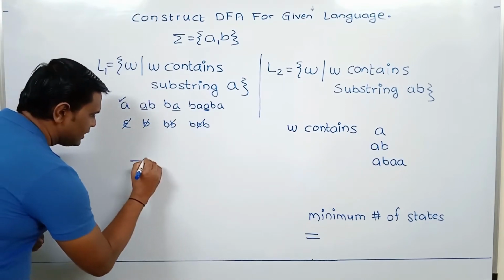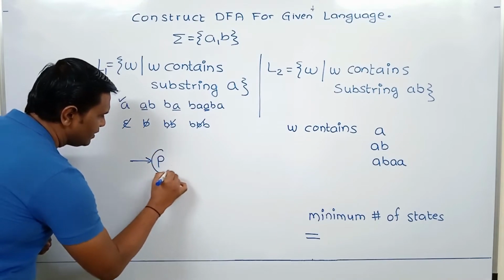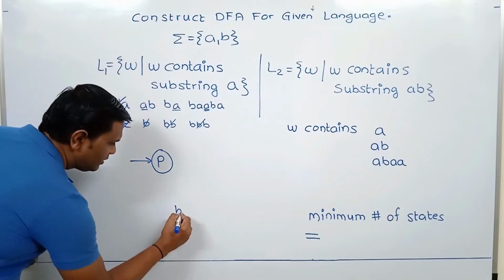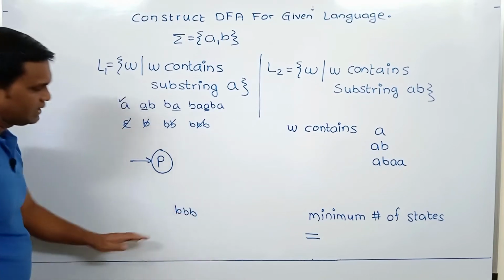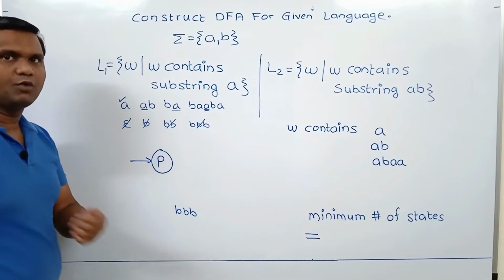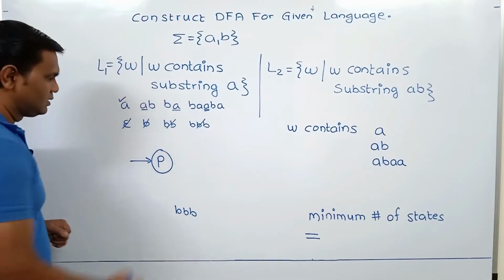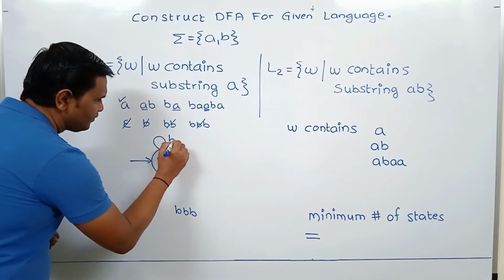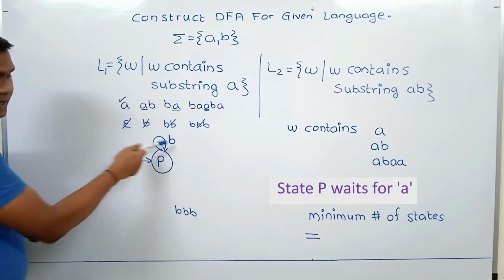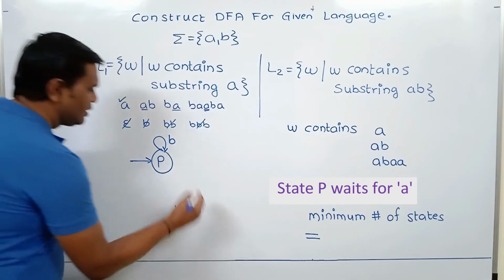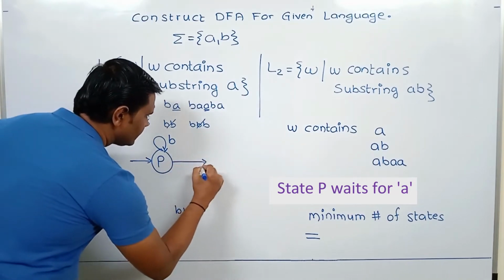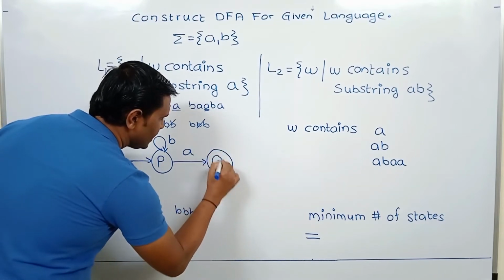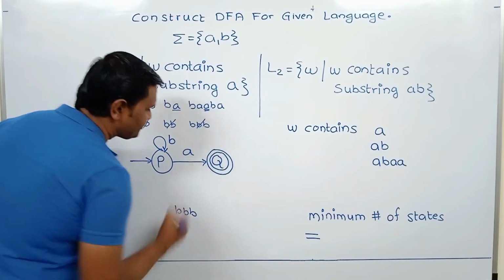We take initial state P. Now here we have seen that as long as only B's are coming, we are not going to have substring A. So at the initial state, we draw this loop. In this loop, we are handling only B. Now if A comes, we go to state Q and mark it as a final state.